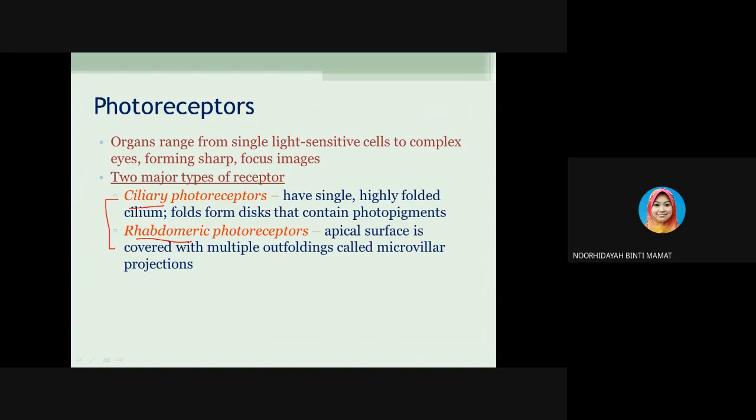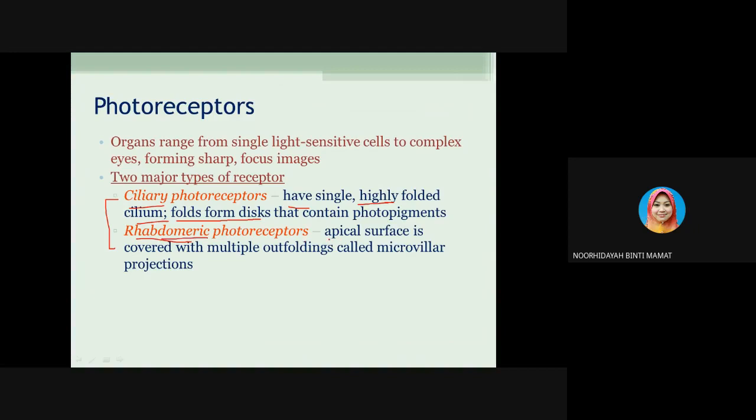The ciliary photoreceptor has a single highly folded cilium, and the folds form discs that contain the photopigments. The photopigment is the molecule that absorbs the energy from the photons. The second type of receptor in the photoreceptor is the rhabdomeric.